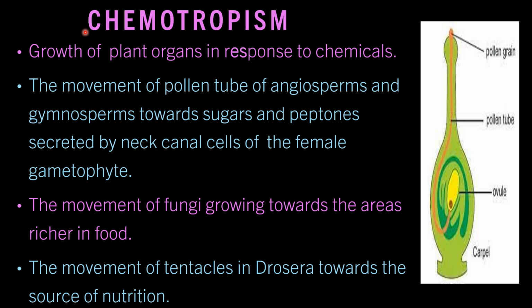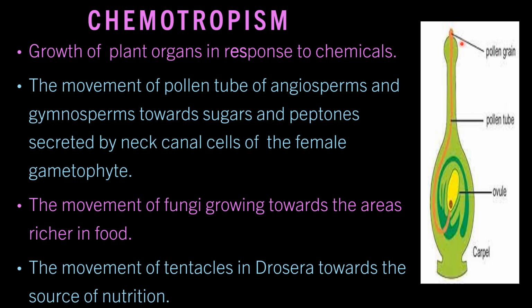The next type of tropic movement is chemotropism. What is chemotropism? Growth of plant organs in response to chemicals. Here, which is the stimulus? Chemicals are the stimuli. The movement of the pollen tube of angiosperms and gymnosperms towards sugars and peptones secreted by the neck canal cells of the female gametophyte is a very good example of chemotropism.